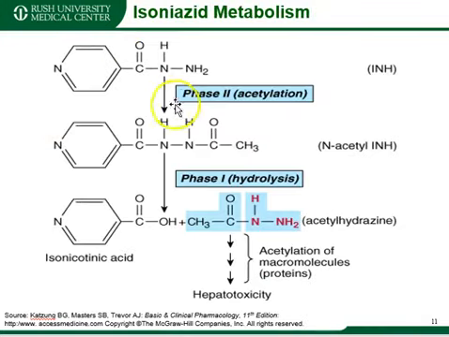Here's a good example. Many of you would consider that phase 1 reactions must occur before phase 2 in order. It's just a grouping. So here's a good example of isoniazid, also called INH. The first reaction that it undergoes is a phase 2 type of reaction. The second one is a phase 1 type of reaction. So it goes from acetylation to hydrolysis, and the chemistry is shown here. Okay, and then it's this metabolite that's hepatotoxic.